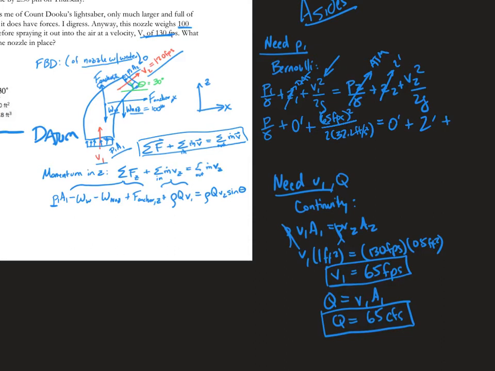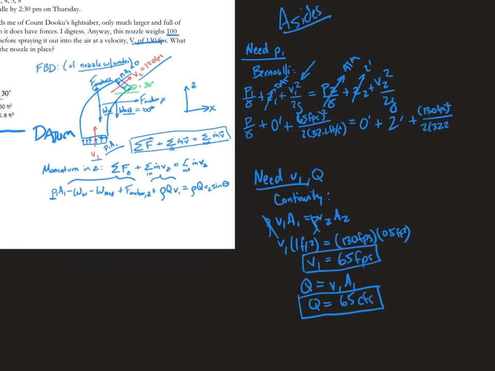Okay, and then V squared on 2g. Well, V squared is 130 feet per second squared on 2 times 32.2 feet per second squared. Okay, so if we work that all the way out, we'll get that P1. Oh, I didn't put in the 62.4, but P1 equals 12,406 PSF.